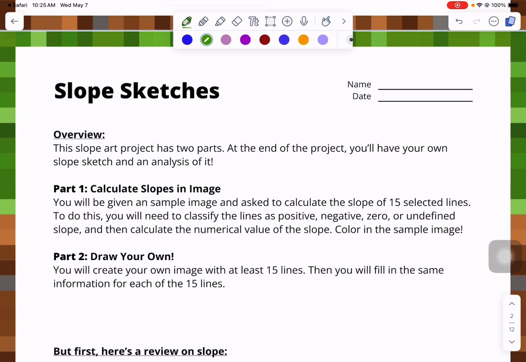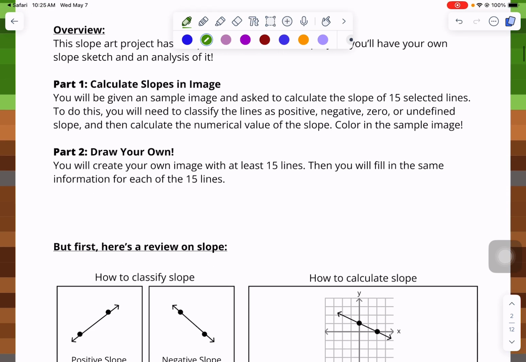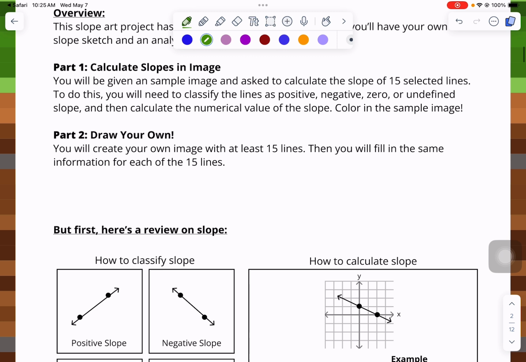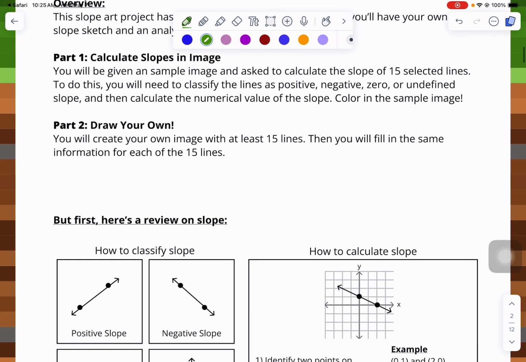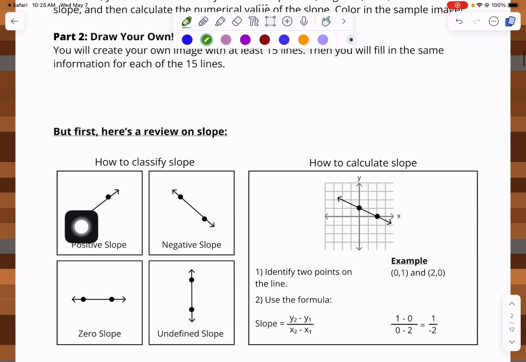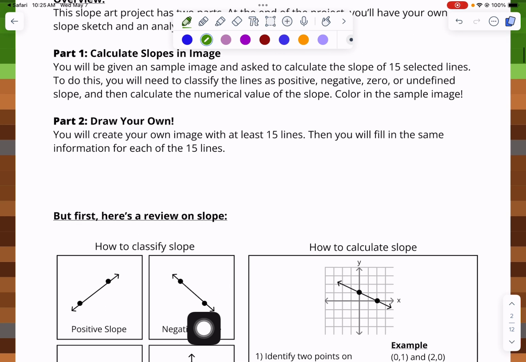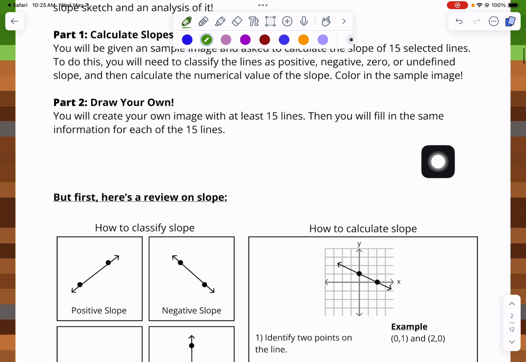The first part, you are going to be given an image and asked to calculate the slope of the 15 selected lines. And you'll also need to classify these lines based on their slope, whether it's positive, as you can see here. You remember positive, negative, if it has a zero slope or an undefined slope. So that's the first thing you're going to do is classify them. And then you are going to actually calculate the numerical value of the slope. And then you can color in the image if you would like to.